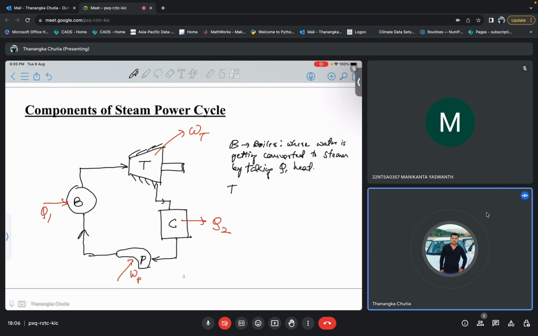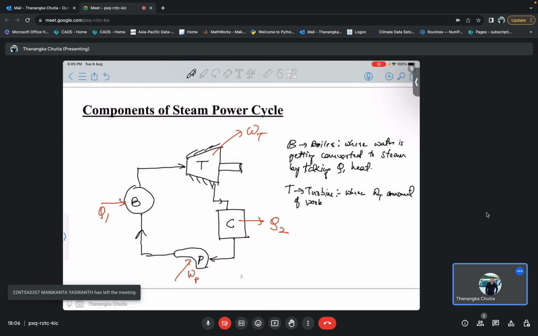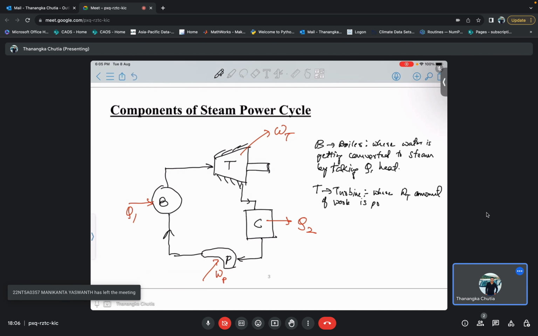T basically stands for the turbine. This will be the one that produces the work. So this is where WT amount of work is produced. Fine.